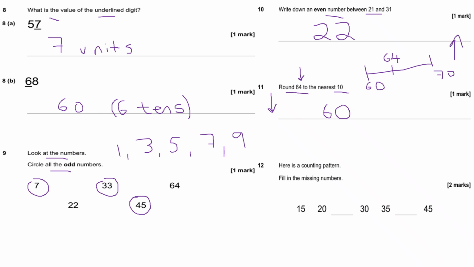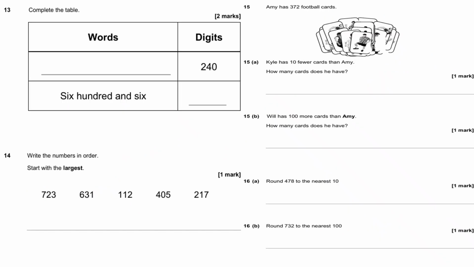Question 12, here is the counting pattern. Fill in the missing numbers. We've got 15, 20, blank, 30, 35, blank, 45. So it's going up in fives. So it's 15, 20, 25, 30, 35, 40, 45, etc. Okay, so we are adding 5 or adding fives each time. Okay, so it's going up in fives each time. It's a sequence of numbers going up in fives.